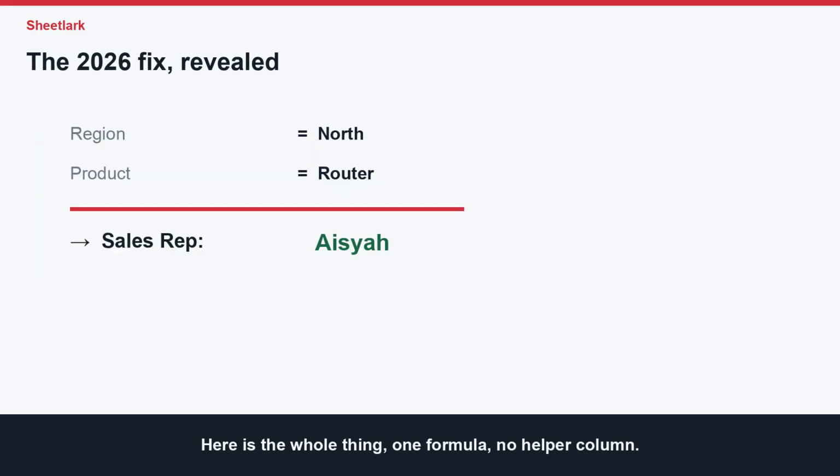Here is the whole thing. One formula, no helper column: equals XLOOKUP, open bracket, the number 1, then in brackets region range equals your region input, times, in brackets product range equals your product input, then the sales rep column to return, and a friendly "not found" at the end. Press enter. Mira. That's the correct rep for East and router, pulled in one shot.